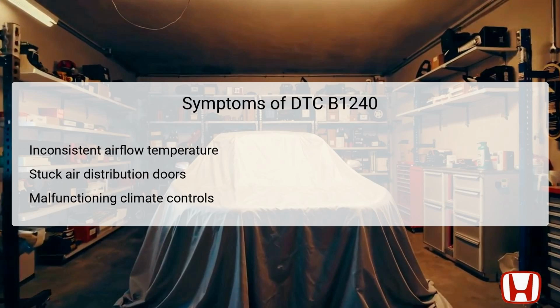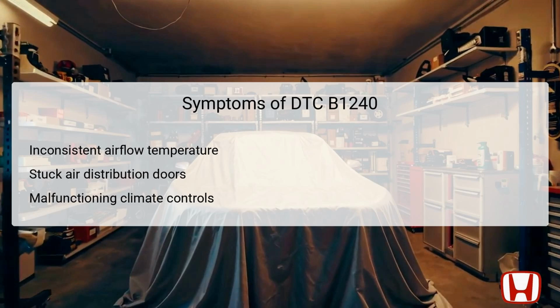When experiencing DTC B1240, drivers may notice several symptoms that indicate underlying problems with the mode control motor circuit. One of the most prominent issues is inconsistent airflow temperature, where passengers may feel warm air in a setting meant for cool air, and vice versa.